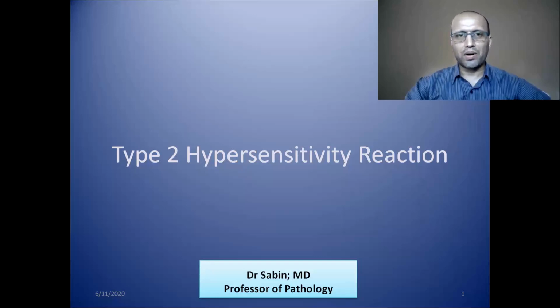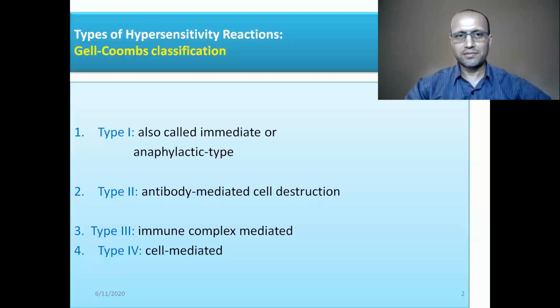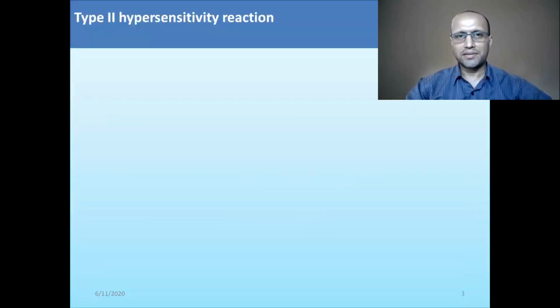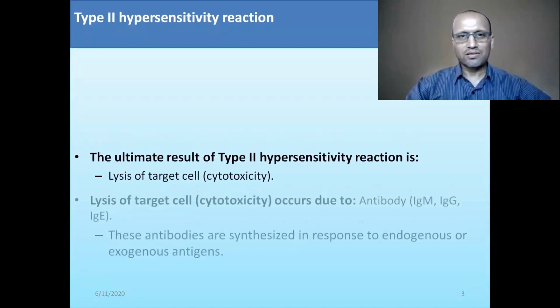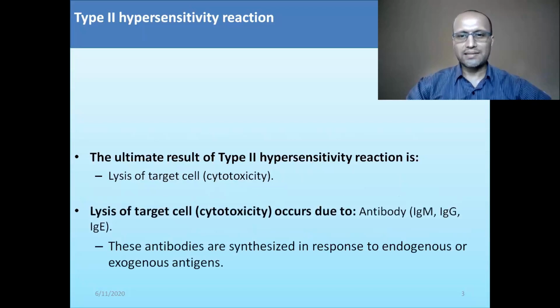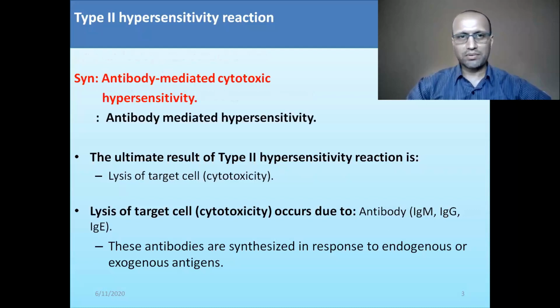Today I am going to talk about type 2 hypersensitivity reaction. The ultimate result in type 2 hypersensitivity reaction is lysis of the target cell or cytotoxicity. And the cytotoxicity occurs in response to IgG, IgM, or IgE, which are synthesized against endogenous or exogenous antigens. Because there is a role of antibodies in the pathogenesis of type 2 hypersensitivity reaction, it is also known as antibody-mediated cytotoxic hypersensitivity or simply antibody-mediated hypersensitivity.